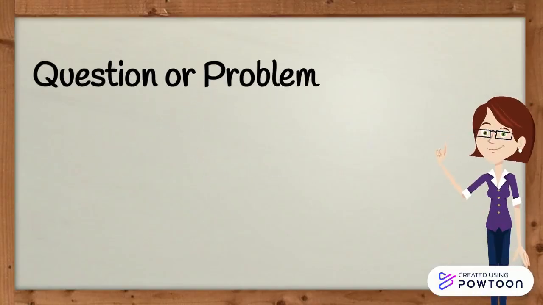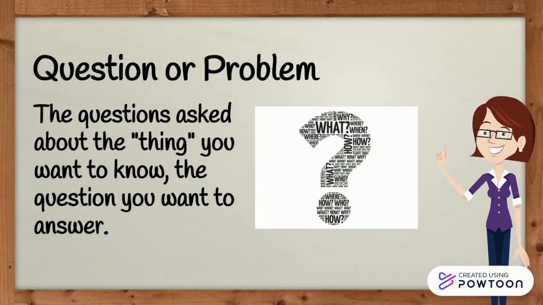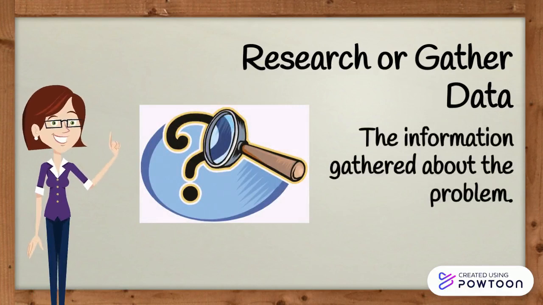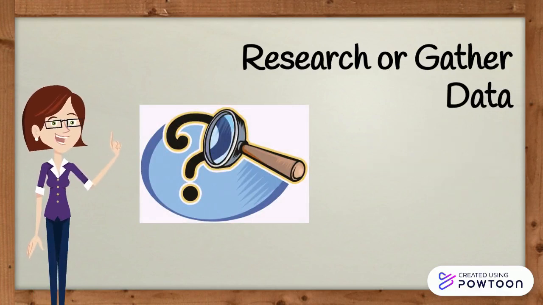The scientific method has 6 steps. The first step is question or problem. Is the question asked about the thing you want to know, the question you want to answer? The second step is the research or gather data. Is the information gathered about the problem? In simple terms, it is an investigation about the problem.